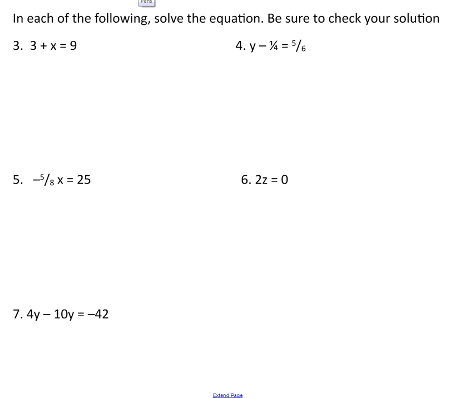Okay, continuing with our discussion of section 2.1, we've got a variety of different equations right here for us to solve in problems 3 through 7. So let's go through and just try some of these out. We're going to take problem number 3 right here. And it says 3 plus x equals 9. What does that mean we do?